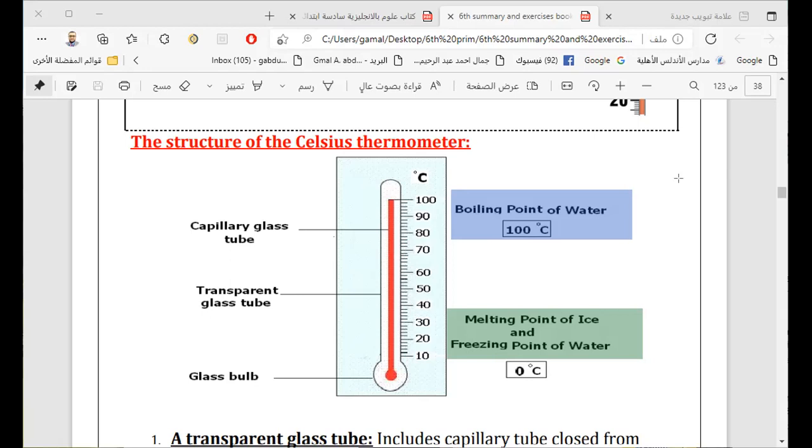Okay? The answer is A. Why did he choose 0 as the beginning of the scale? Because it is the melting point of ice. Beautiful. And why did he choose 100 for the end of the scale? Because it is the boiling point of water.